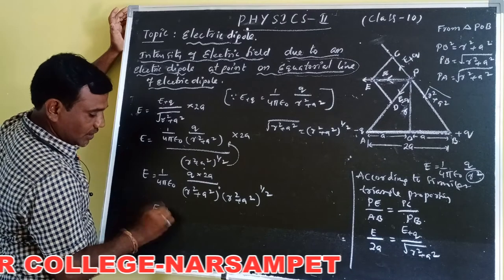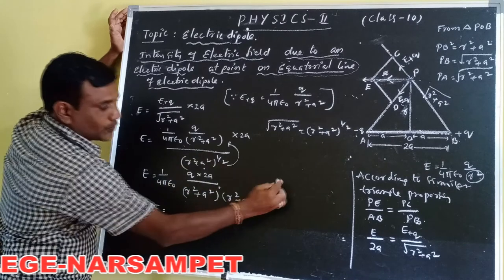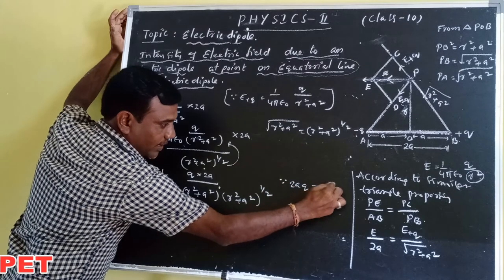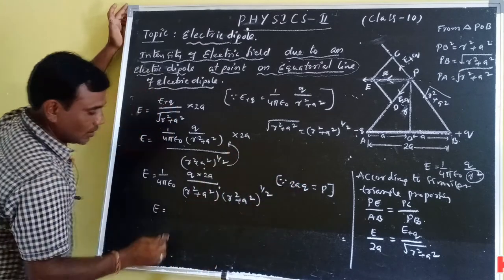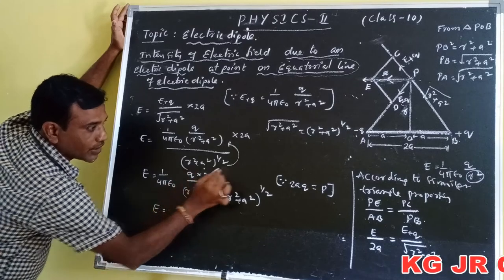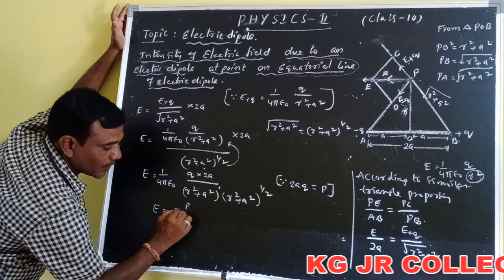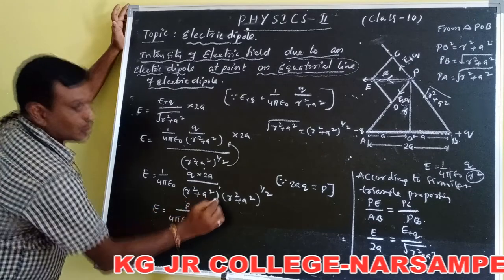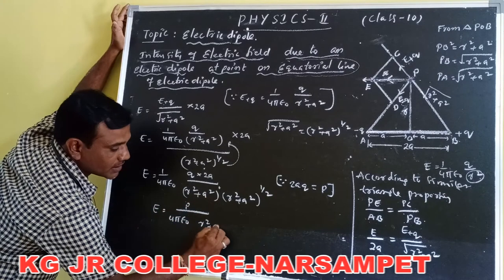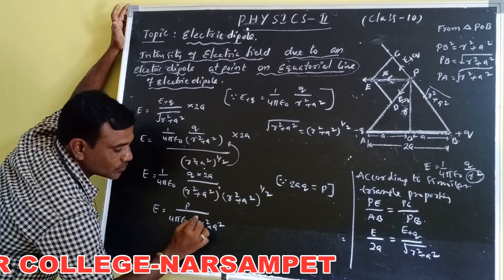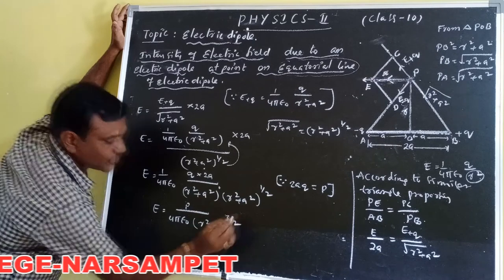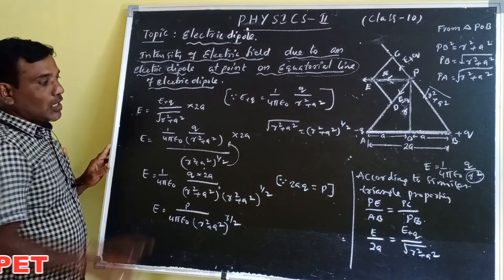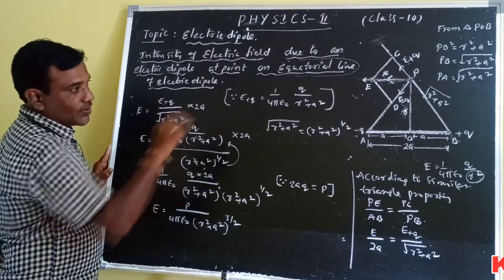Then E is equal to, but 2A Q is the dipole moment P, divided by 4 pi epsilon naught, R square plus A square to the power of 3 by 2. Okay, it is the intensity of the electric field due to an electric dipole on the equatorial line.